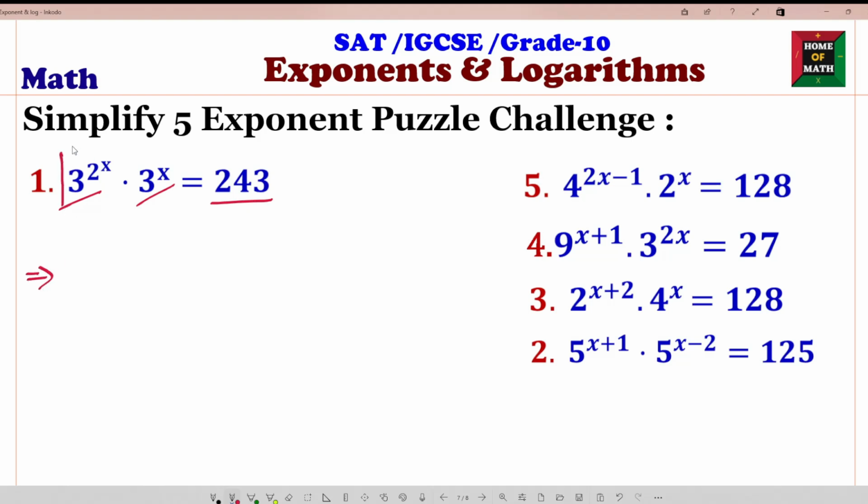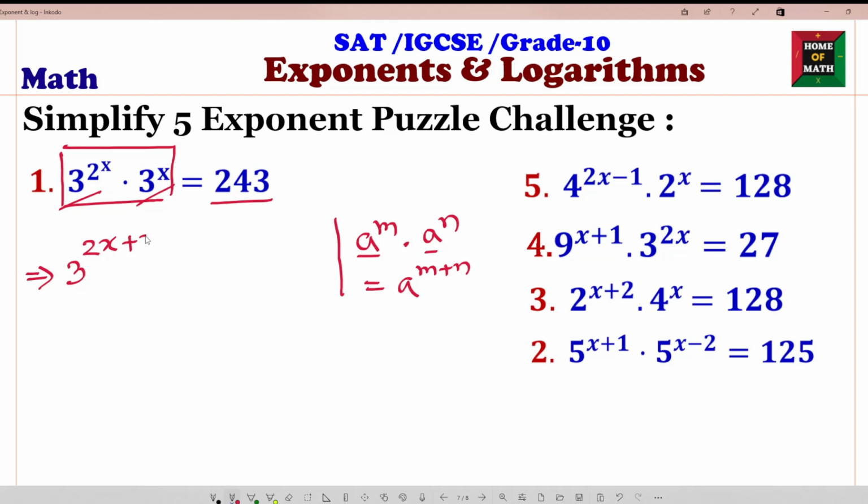First, we will work on the left side. This 3 to the power 2x times 3 to the power x, we know about a to the power m times a to the power n equals, once the bases are the same, the powers will be added once we make the product. It means when we multiply a to the power m and a to the power n, the power will be added, m plus n. Similarly, here is 3 to the power 2x plus x equals 243.